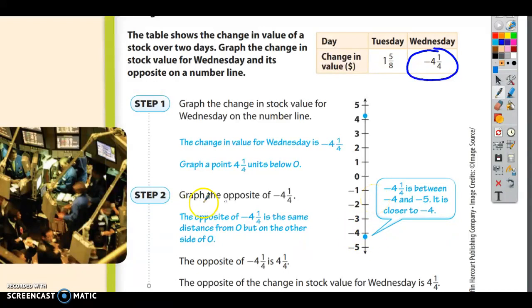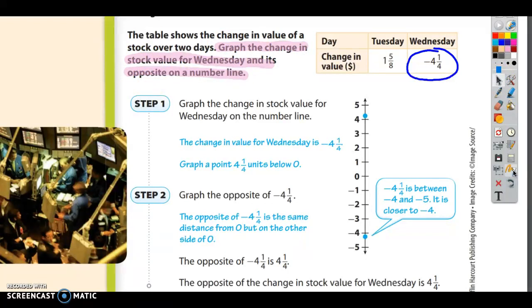And then step 2 says graph the opposite of negative 4 and 1/4, which is the positive. So we put a point here at negative 4 1/4, and then we put a point here on its opposite at 4 1/4. Now, if you're wondering why did we do both, because the directions told us to. It says graph the change in stock value for Wednesday and its opposite on a number line.